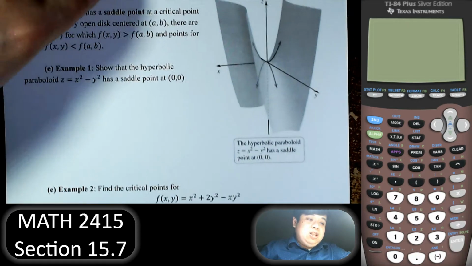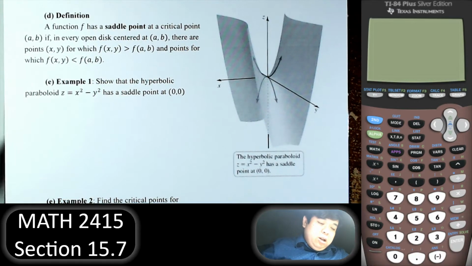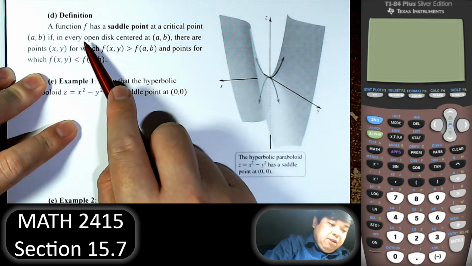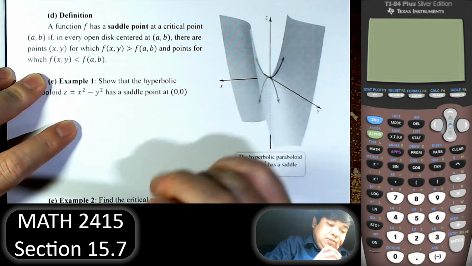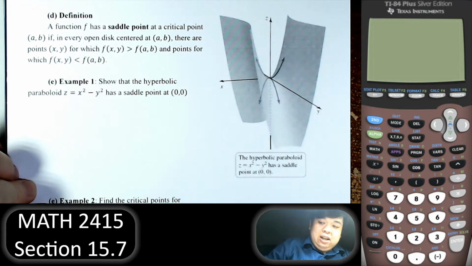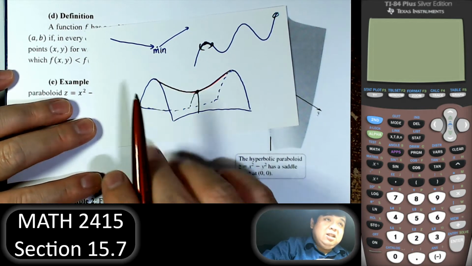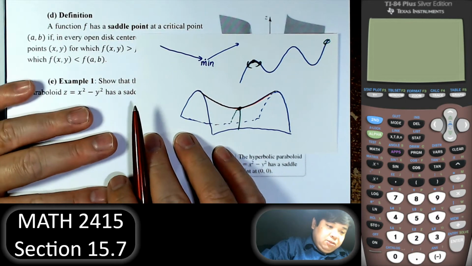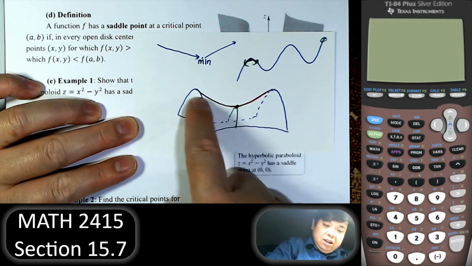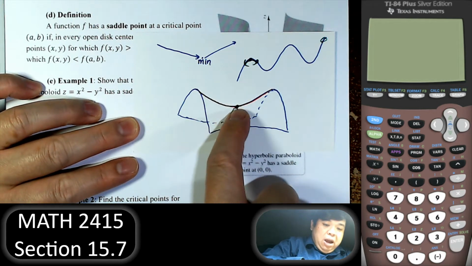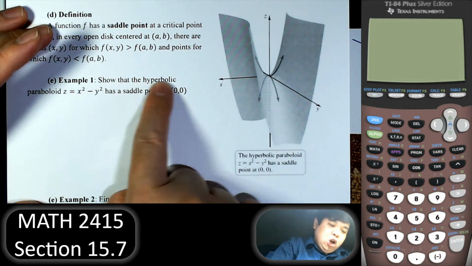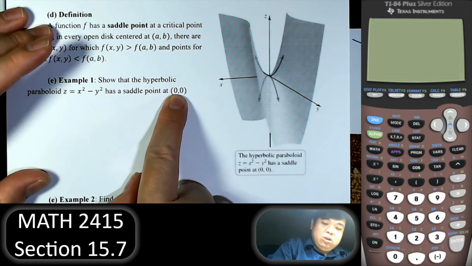Now this is new. A saddle point. A saddle point is a critical point if in any open disk, there will be a point greater than it, and there will be a point less than it. Case in point, this is a saddle, because compared to that path, this is the minimum, but compared to a different path, it is the maximum. Show that the hyperbolic function has a saddle at 0, 0.